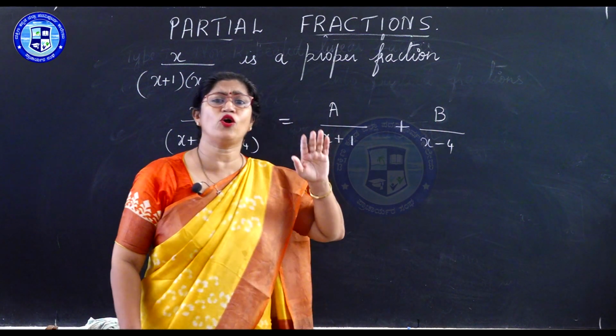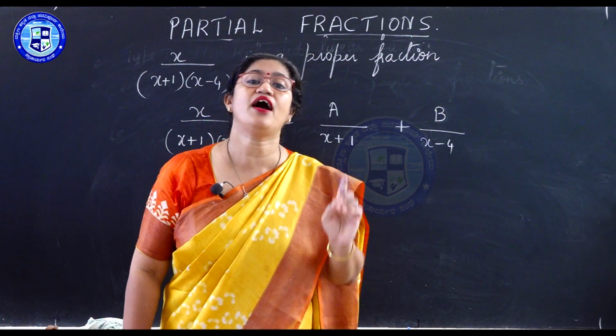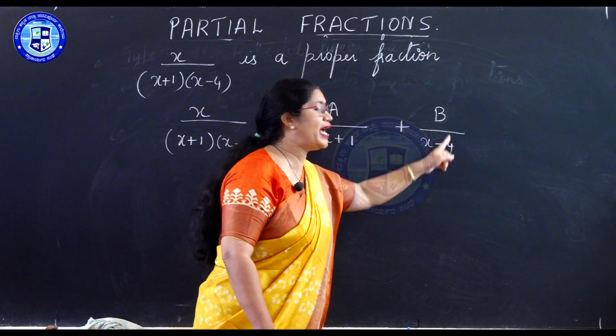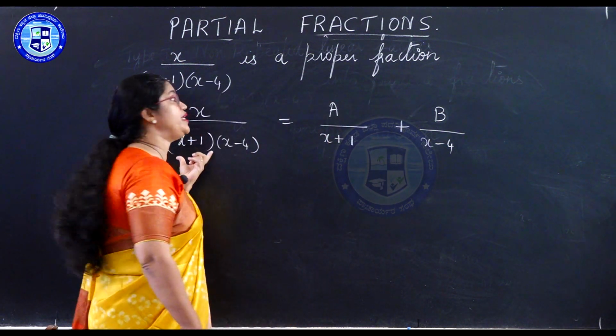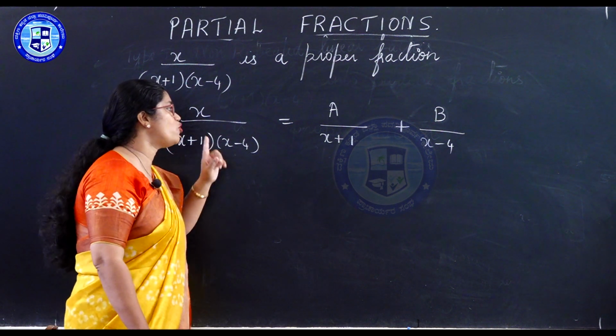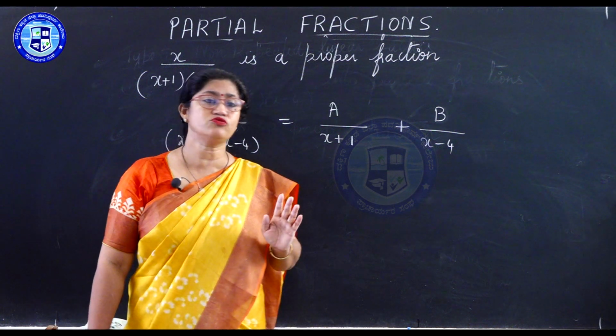So now my only task is how to find a and how to find b, so that when I add these two, it will be equal to this fraction only. That's also important. So how to find what is a and what is b? Let us do this method.